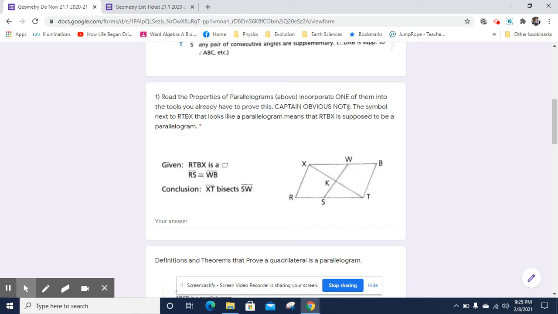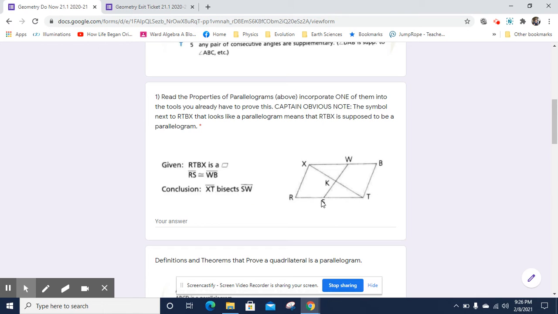Now, here's a Captain Obvious note. The symbol right next to RTBX, this symbol right here, that looks like a parallelogram. Wait for it, this is really mind-blowing. It means that RTBX is a parallelogram. That's what it means. Okay, so we know that RTBX is a parallelogram, and we know that RS and WB are congruent. And we're trying to prove that XT bisects SW.